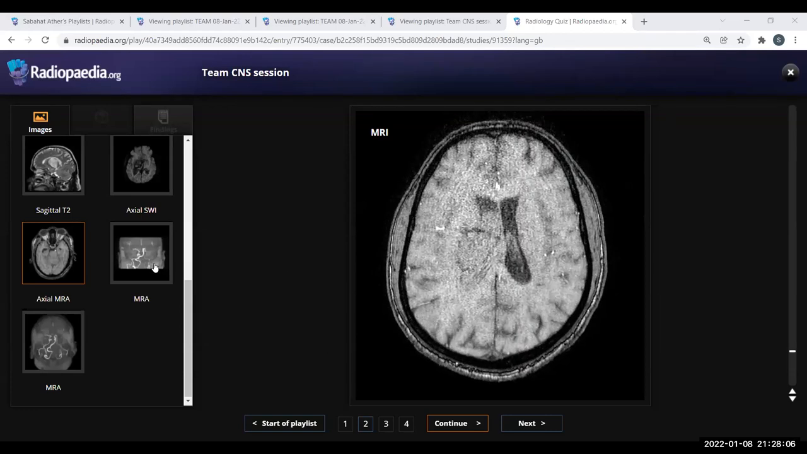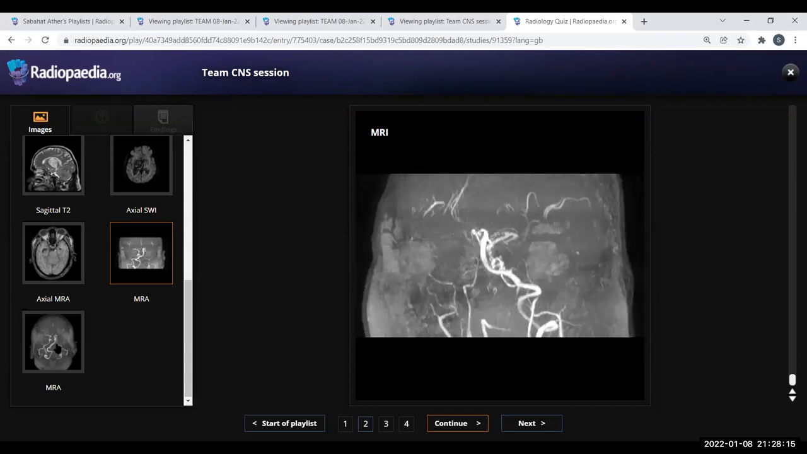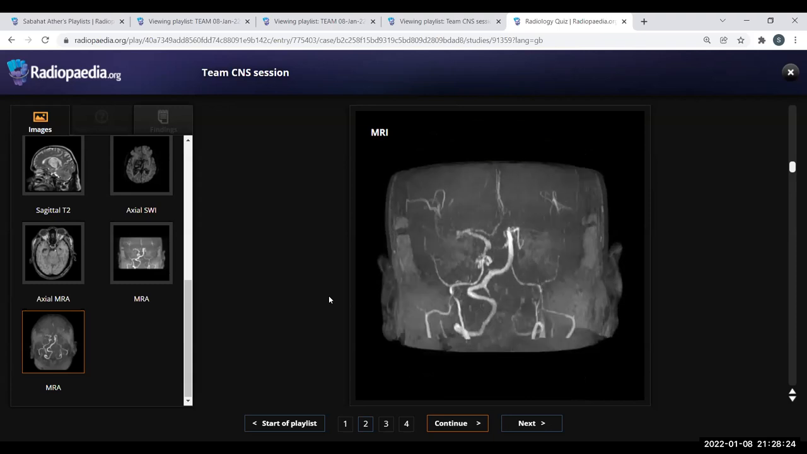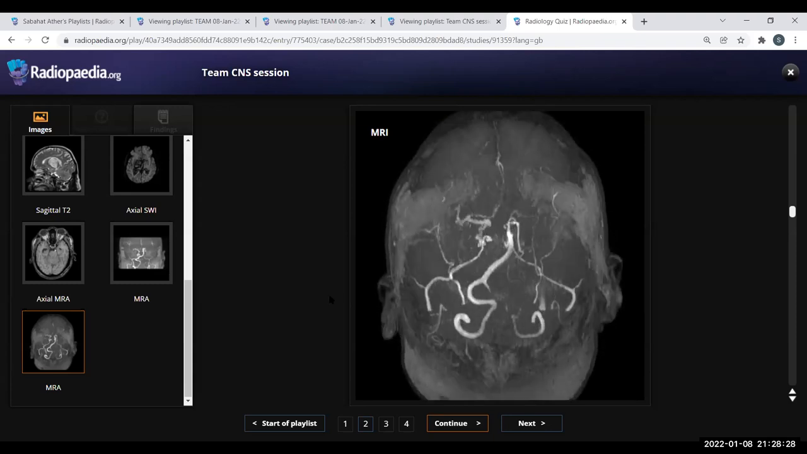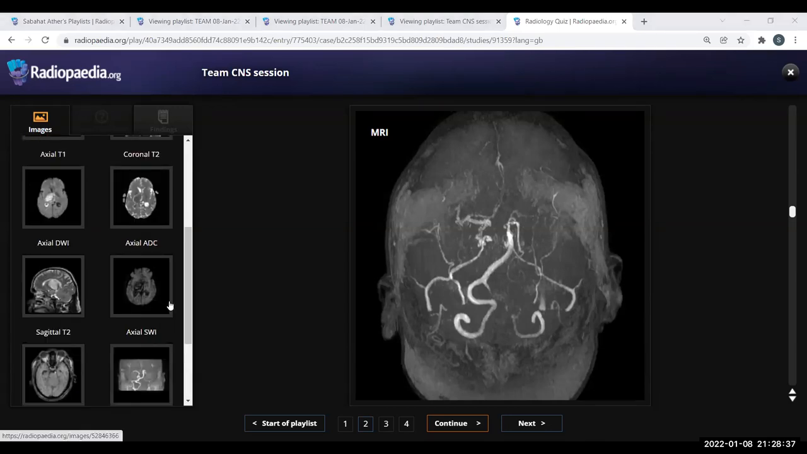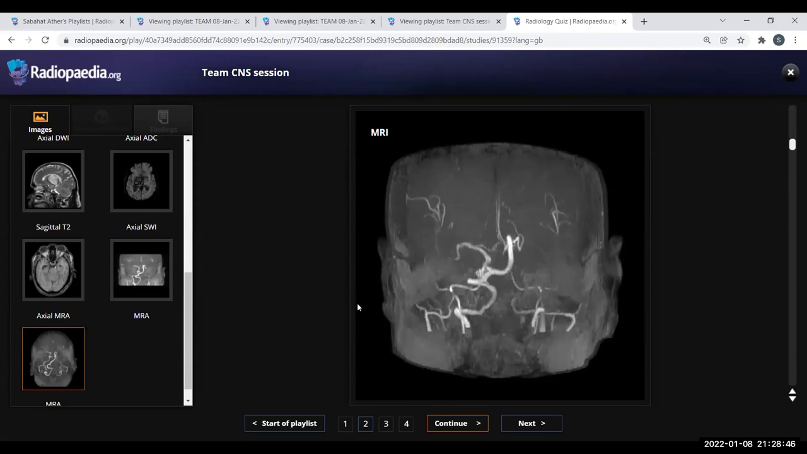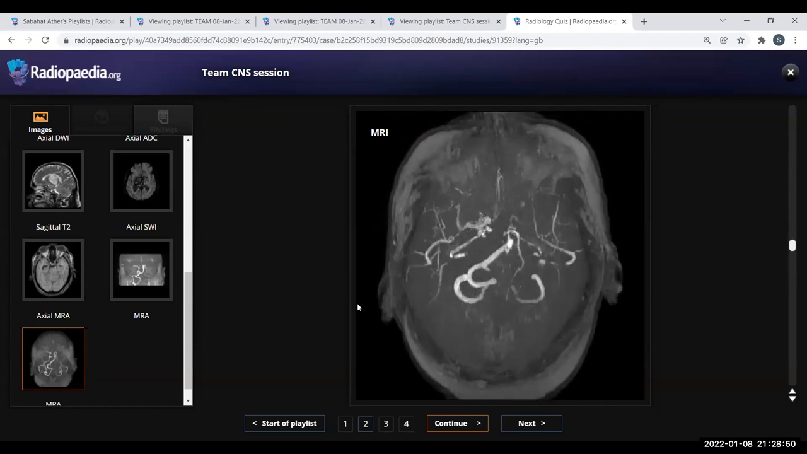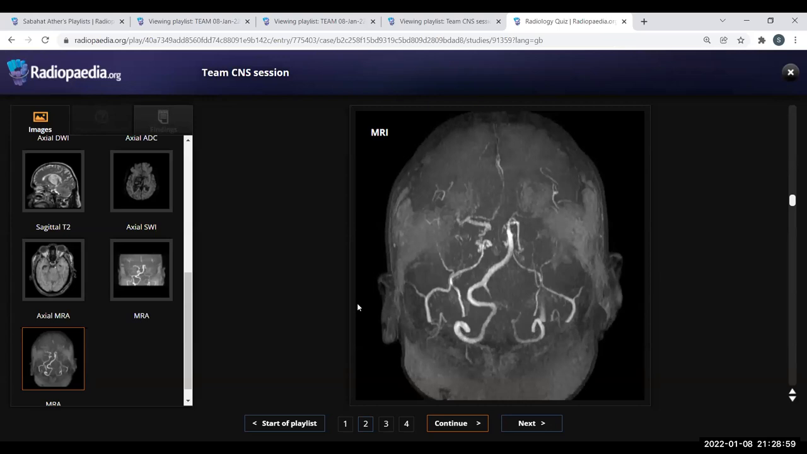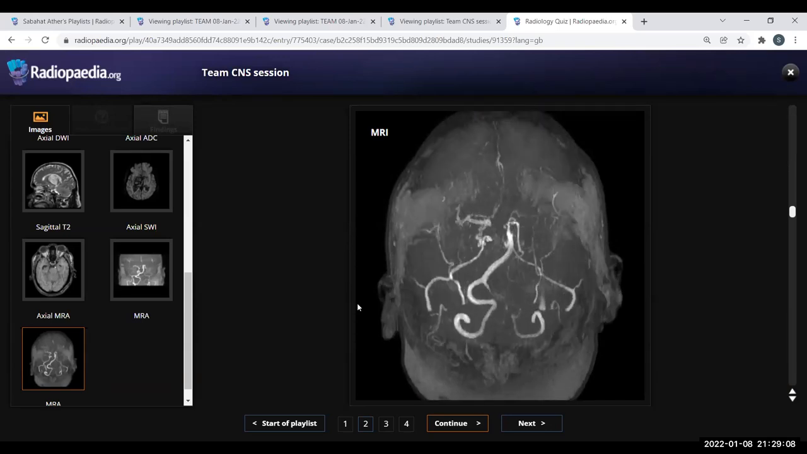This is the MR angiogram images. So the ICA is... Do you want me to show you something specific? Can you show me the MR angiography image? The coronal or this one? The axial. Okay. There is a lot of aneurysmal dilation seen in the MCA region and also in the terminal part of the ICA. There are a lot of collaterals in that area.